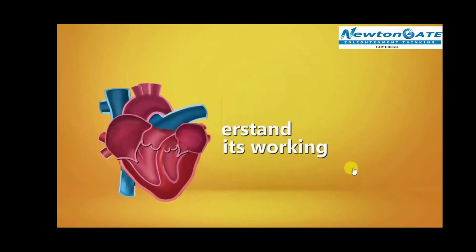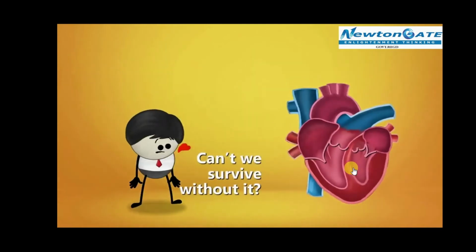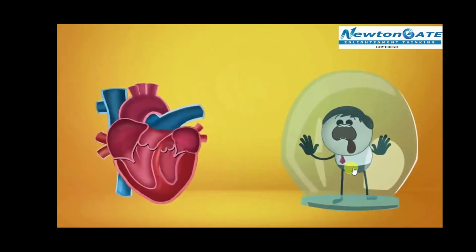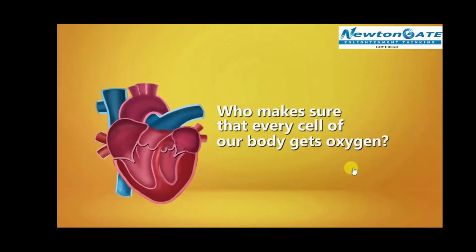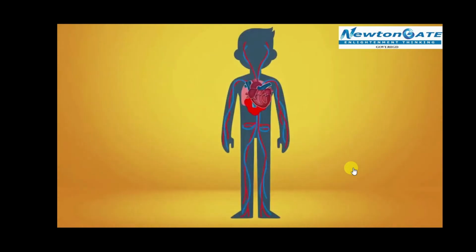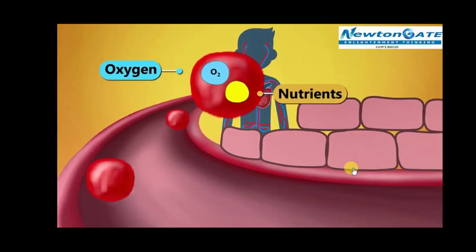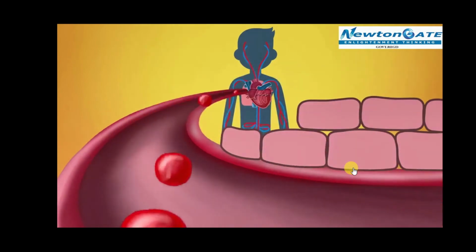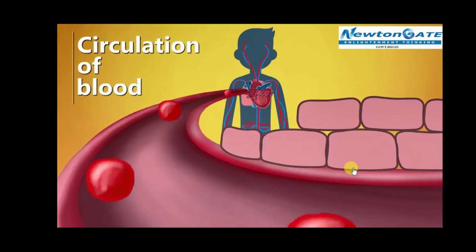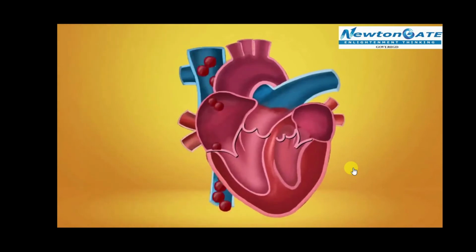That was all about the structure of the heart. Now comes its working. Why is the heart so important? Can't we survive without it? What makes sure that every cell of our body gets oxygen? Obviously the heart. See, the heart makes sure. Now, oxygenated blood is transferred by the heart throughout the body and it receives waste material or deoxygenated blood. This process is called circulation of blood. Let's see in detail.